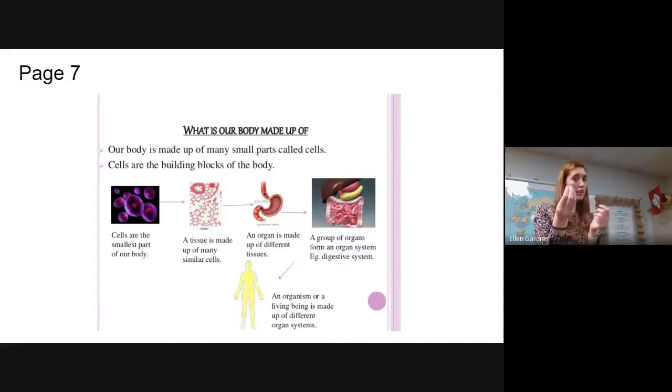So cells are the smallest. They make up a full tissue with similar cells, and then tissue makes up a full organ, like a heart. Now, a group of organs form an organ system, like the digestive system. So the digestive system is a group of organs, all working together for one function altogether, even though each of them has a different job. It says an organism or a living being is made up of different organ systems.